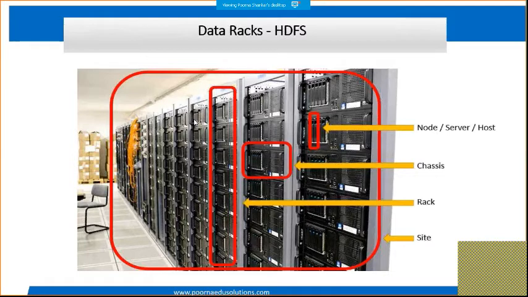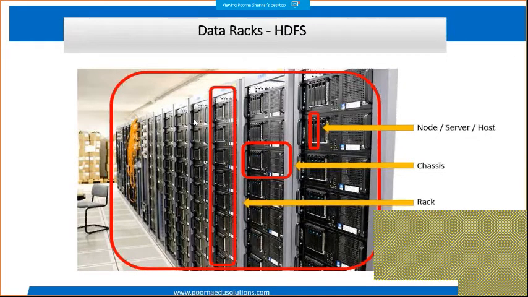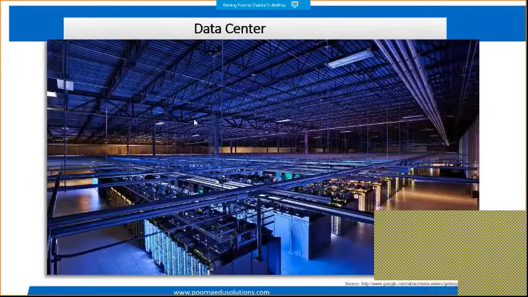So you have a chassis, you have a rack, and you have a site. The entire thing is called a site. And you have the node. The node will have the information about which data is stored where, and what is the size of the data. If it is 512 MB data, the first 128 MB is stored in which rack, the second 128 MB is stored in which rack. That information is available in the name node.